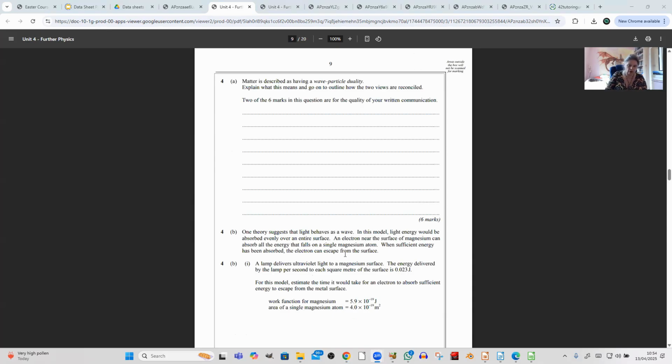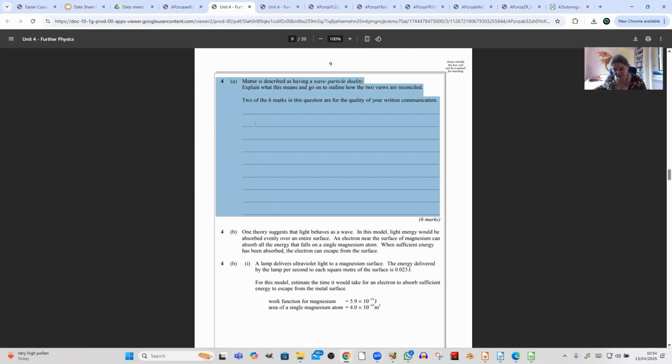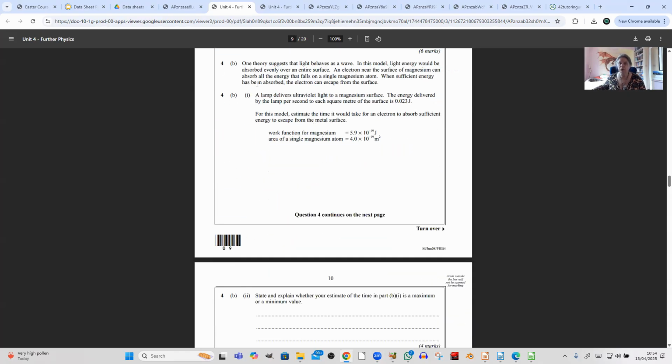So we've got the first bit, it was 4B, right? So this tells you that it's about wave particle duality, and then it goes on to talk about the photoelectric effect. This is a 6 mark question. We are going to do a whole session on 6 mark questions, so I don't want to cover that one now. But I want you to spend the last 5 minutes looking at question 4.